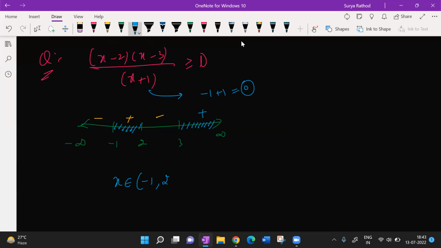Then can I include 2? Tell me. Yes, sir, you can include 2. Why? Because it is in the numerator. If I include 2, 2 minus 2 is 0. 0 by something is 0, and 0 greater than or equal to 0 is still a valid statement. So I can include 2 here. Can I include 3 or not? Tell me.